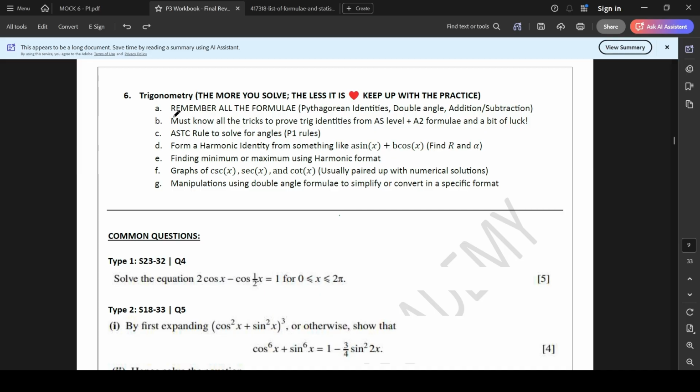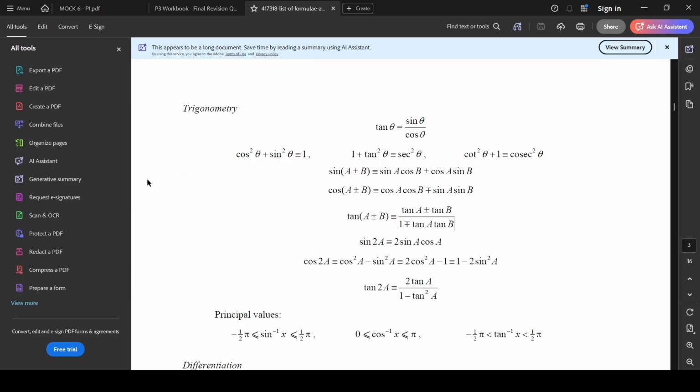So the first thing is you need to remember all the formulae on your fingertips. Let it be the Pythagorean identities. Which identities are the Pythagorean identities? Let me show it to you. These are your Pythagorean identities. You should know how to derive them. If you know how to derive them, you don't need to remember them. You can derive them on the spot. For example, let's say, how do I get this formula?